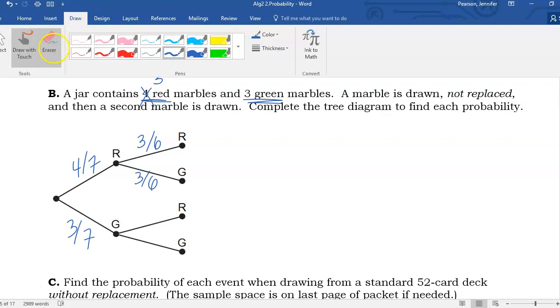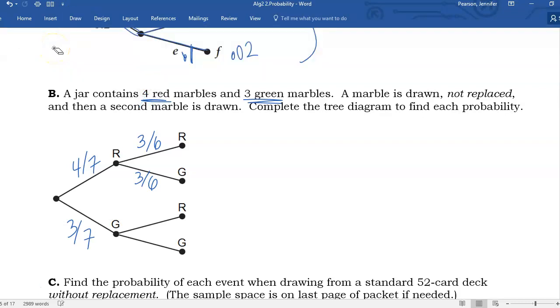Let's look at that bottom trail, okay? Now, on that bottom trail, I did not pull a red, I pulled a green. So if I pulled the green out and didn't put it back, now there's only 2 greens left. So the probability of red, given that I took out a green, there are now 4 reds left out of the 6 marbles. The probability of green given green, there are 2 greens left out of the 6 marbles in the jar.